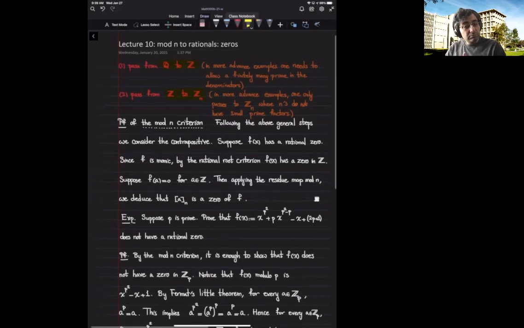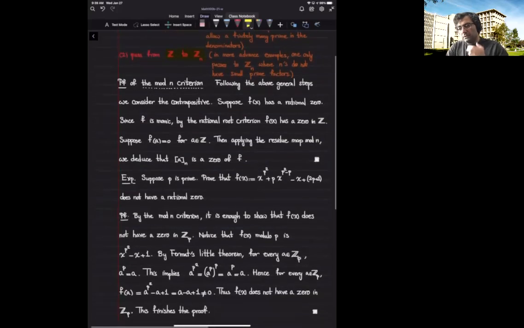Okay, so let's go to the proof of the Mod n Criterion. We are given a polynomial. I'm going to look at the contrapositive. This means I'm going to assume that my polynomial does have a 0 in Q. Now, by assumption, f is a monic integer polynomial. So when we are told that it has a rational 0, by the rational root criterion we just discussed, we can deduce that it has an integer 0. So suppose that f of a is 0 for some integer a, and look at this equation mod n. This means a is a 0 of this polynomial in Z sub n. So all of a sudden we find a 0 of this polynomial inside the ring of integers modulo n, and that's exactly what we wanted to show.